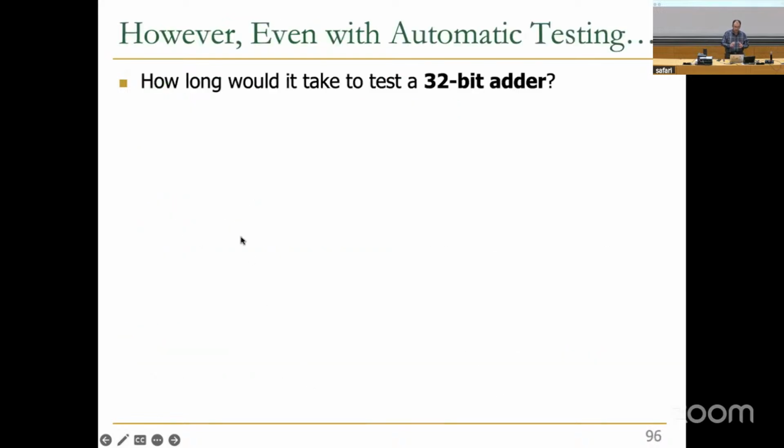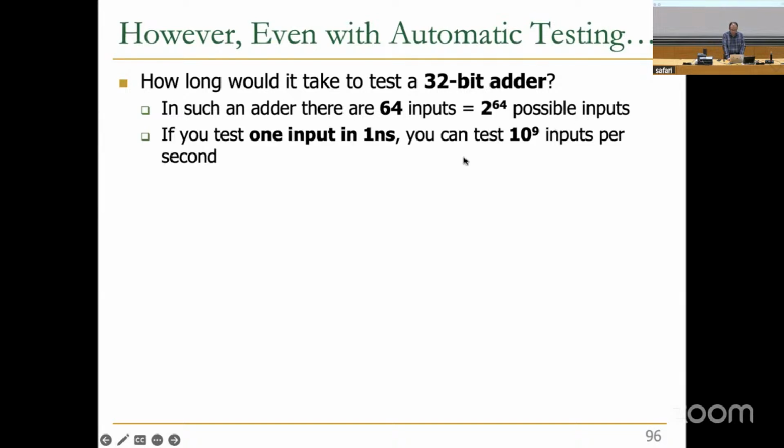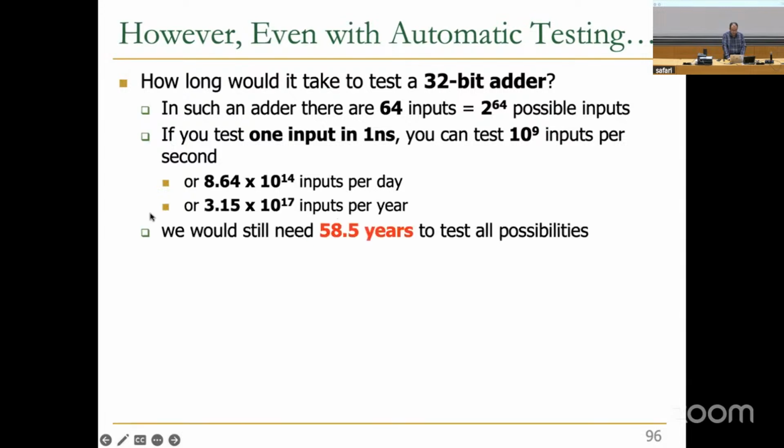However, even with automatic testing, how long would it take to test a 32-bit adder? In such an adder, we want to add two numbers and each is 32 bits. So overall, you have 64 inputs, which means 2 to the power 64 possible inputs. If you test one input pattern in 1 nanosecond, you can test 10 to the power 9 inputs per second, for example. That gives this many inputs per day and this many per year, and you still need 58.5 years to test all possibilities.